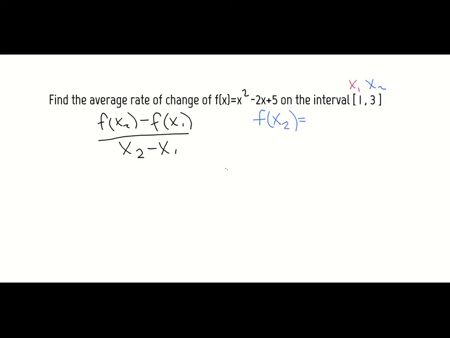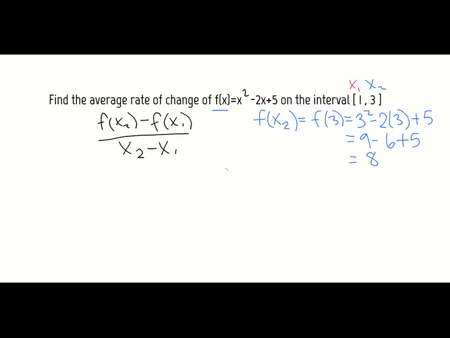So that would be f of 3, which will be 3 squared minus 2 times 3 plus 5 when we plug in 3 into this f of x formula. So that is 9 minus 6 plus 5, which is 3 plus 5, which is 8. So that's f of x2.